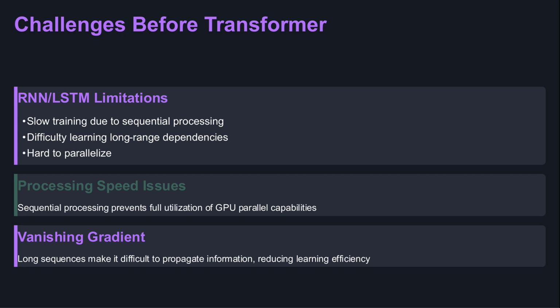Before the transformer, recurrent models like RNNs and LSTMs processed words one after another. That sequential nature made training slow and hard to parallelize, and made it difficult to learn long-range dependencies. They also suffered from vanishing gradients when sequences got long. Those limits blocked efficient scaling on modern hardware.